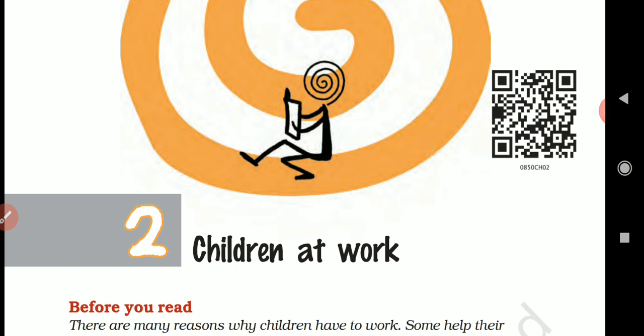Today I am going to teach you a story from a supplementary book. The name of the chapter is Children at Work. This is the second story that we are going to discuss from the supplementary book.